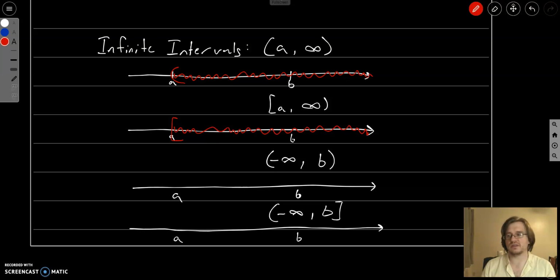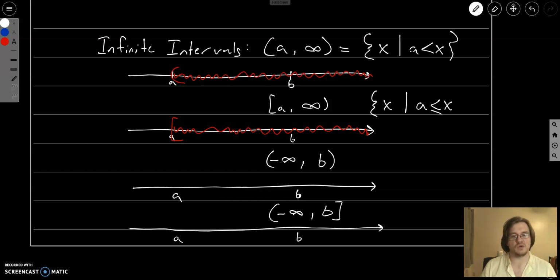So again, with the set notation, this is going to be everything that's bigger than a, not including a. So it's all of the x's that are bigger than a. Whereas in this case, it's everything bigger than a, or a itself, because we want to include a. So we have greater than or equal to.